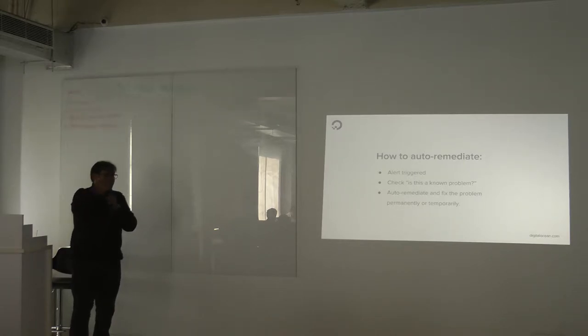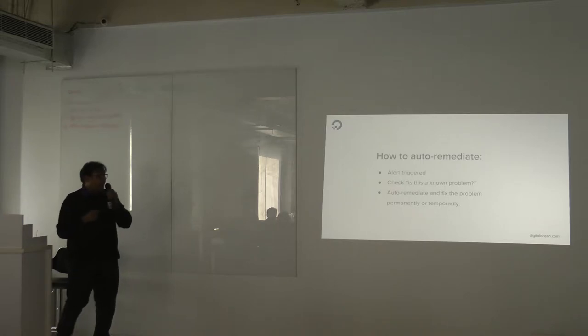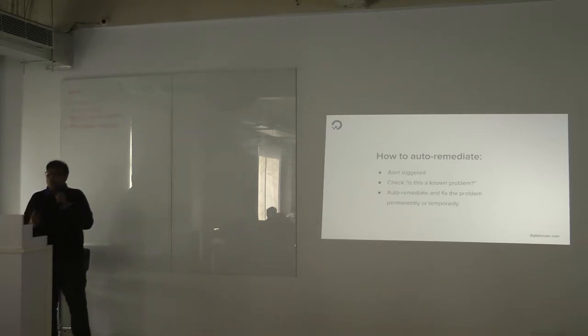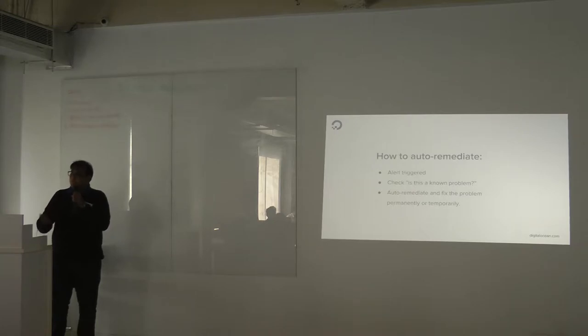So basically, what is a known problem? A CPU getting full is a known problem. A process getting locked is a known problem. And memory usage being high is a known problem. So you could build auto self-healing systems only if you know what the problem is and what the solution for that problem is. And of course, auto-remediation is not going to fix the problem completely. You could either fix it permanently or temporarily. It depends upon the business logic and the kind of problem you are tracking.